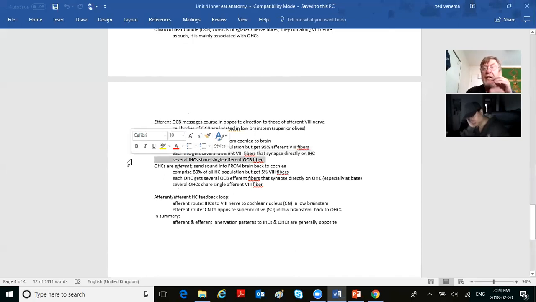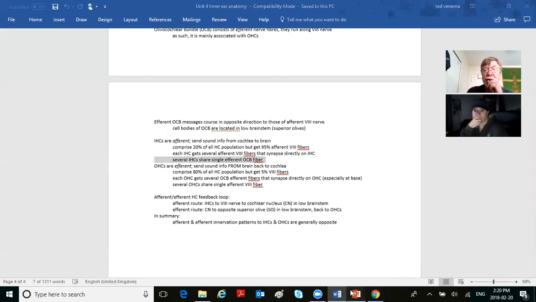And now you look at the eighth nerve, and how does it communicate with the outer hair cells? Barely. A few fibers from the eighth nerve go to the outer hair cells. But you know what? One fiber from the eighth nerve is shared by about 10 outer hair cells, whereas each inner hair cell gets 10 eighth nerve fibers. So you can see that the eighth nerve is mainly in cahoots with the inner hair cells.